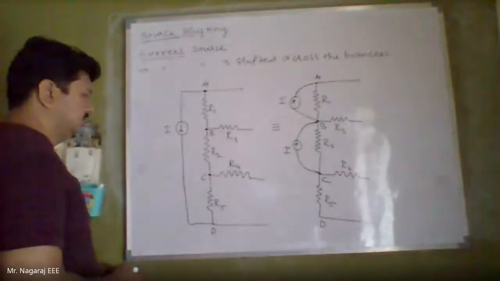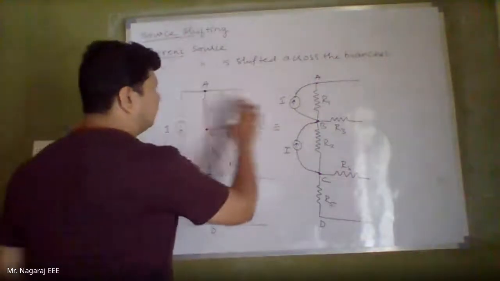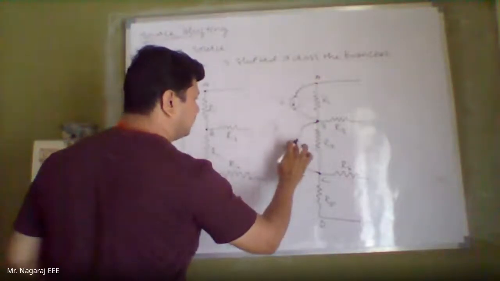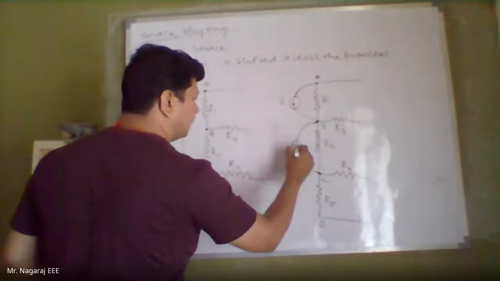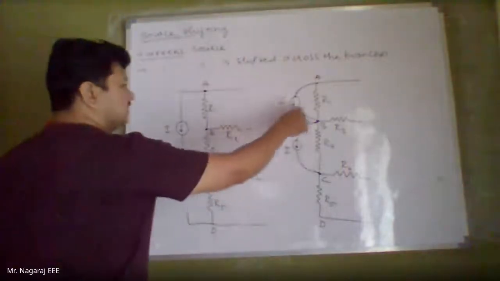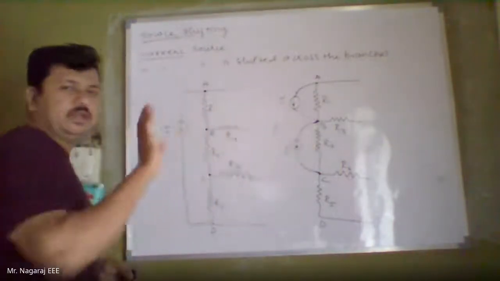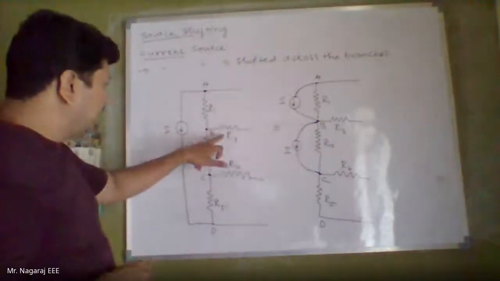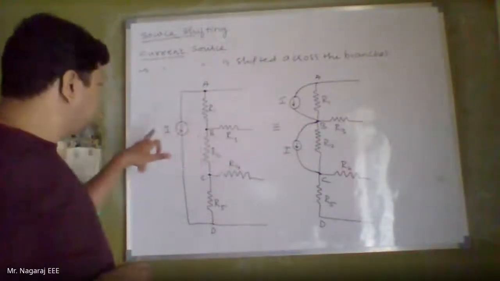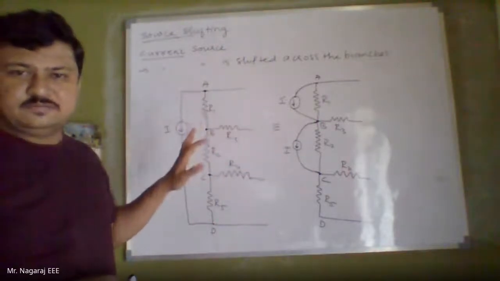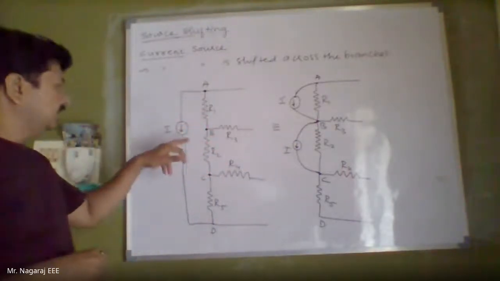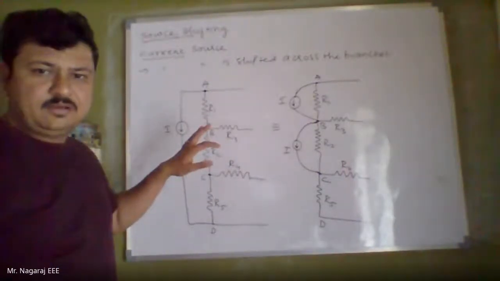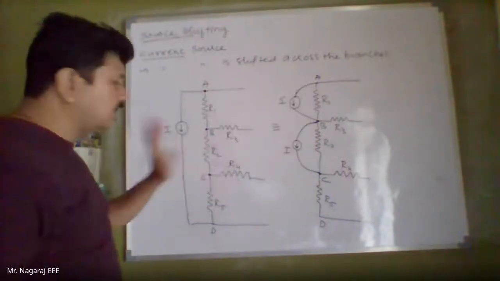Okay, so the current is leaving from node A. See, this current of I amperes is entering node B and immediately leaving from there. So its contribution through R3, current I is not directly existing. Through R4, current I is not directly existing.